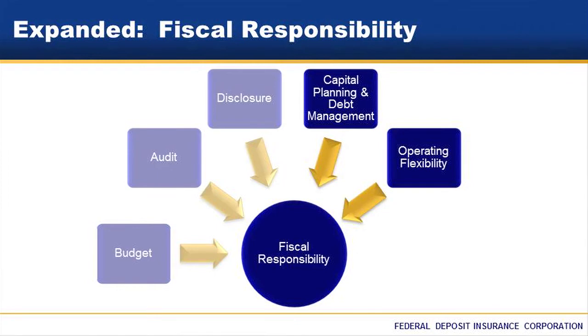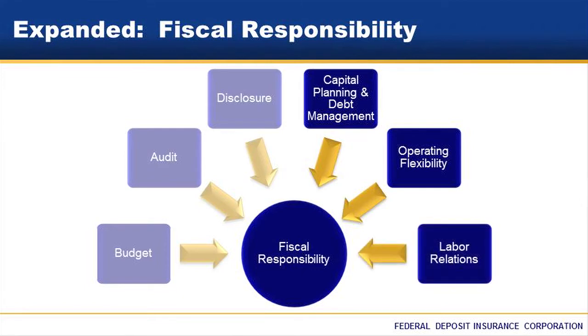The second area is operating flexibility. Many municipalities have statutory limits on the tax levies they can assess, which can restrict their ability to raise revenue. And finally, the third area is labor relations. Compensation and benefits frequently comprise a significant portion of a municipality's budget and can affect an obligor's long-term financial condition.